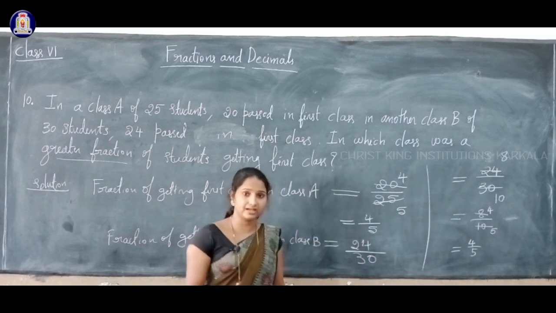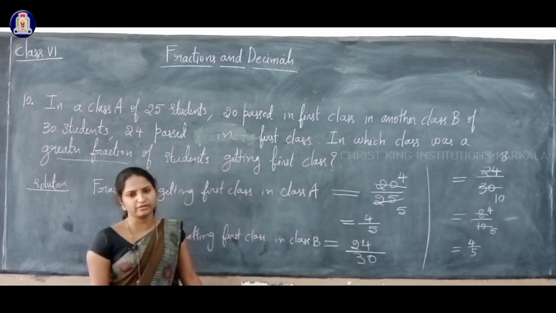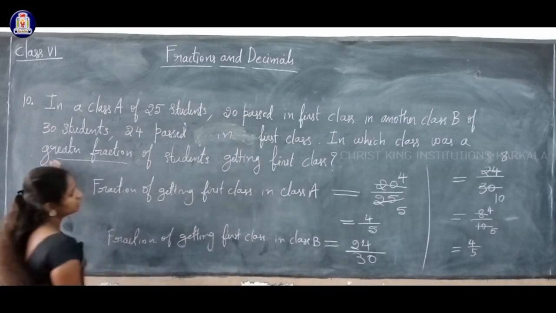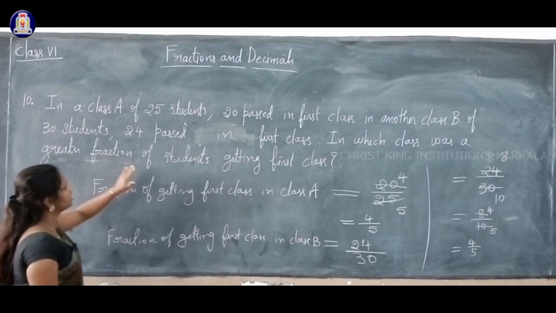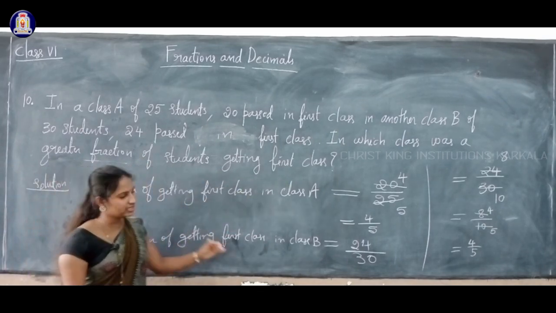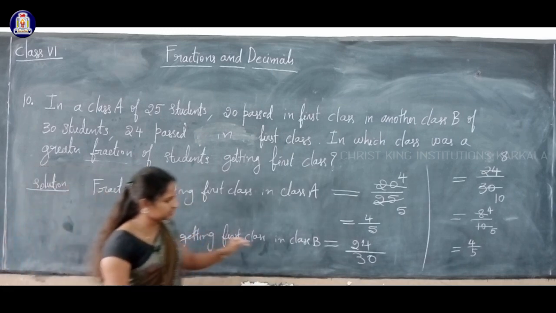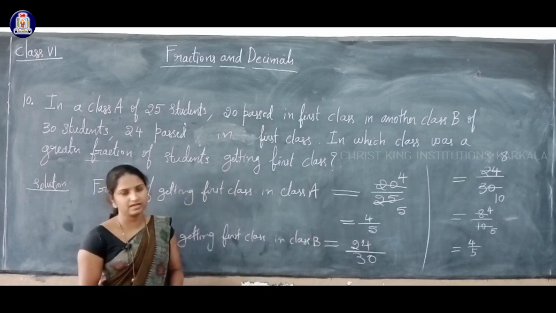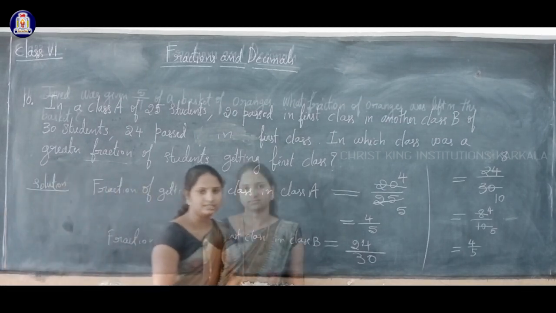But in class A also we got 4 by 5 part of the students. Even class B also 4 by 5 part of the students. That means, for the question they asked, in which class was a greater fraction of students getting first class, we can say both classes, class A and class B, are getting the same fraction, 4 by 5 and 4 by 5, of students getting first class. Clear? Yes.